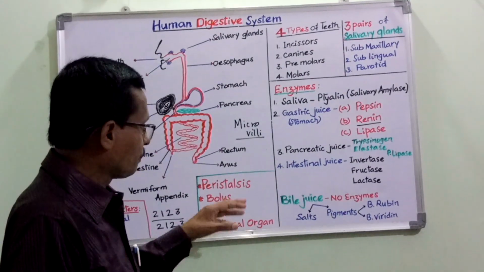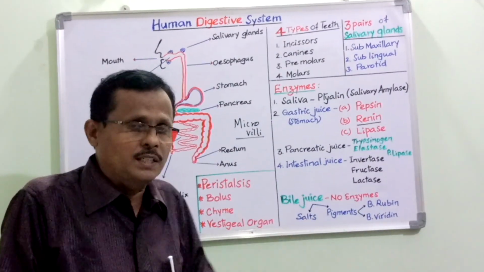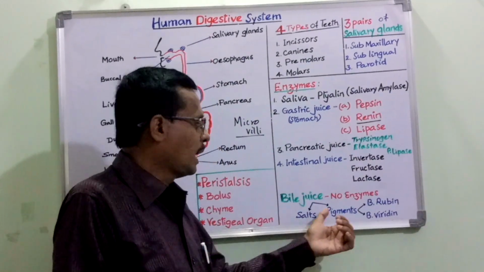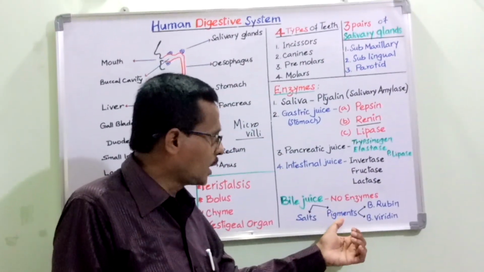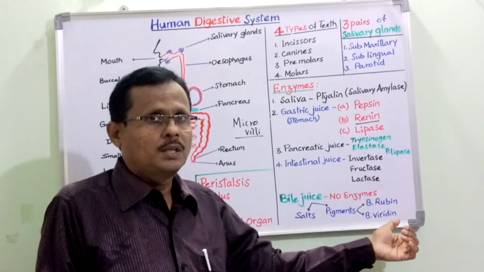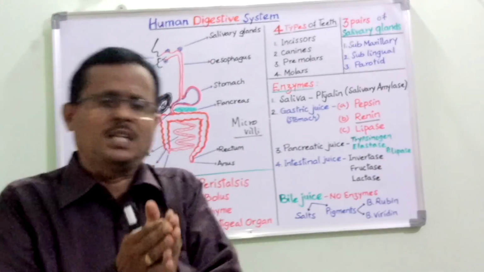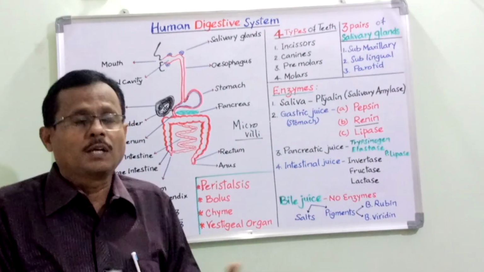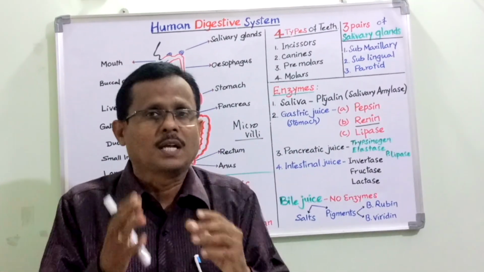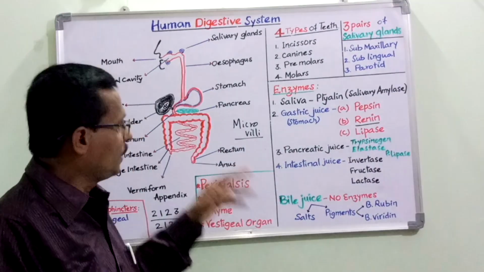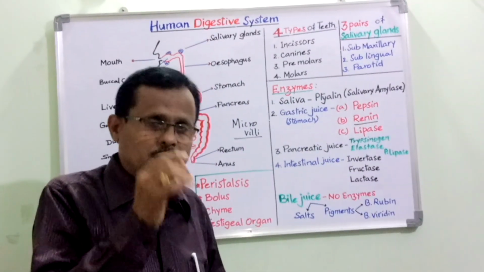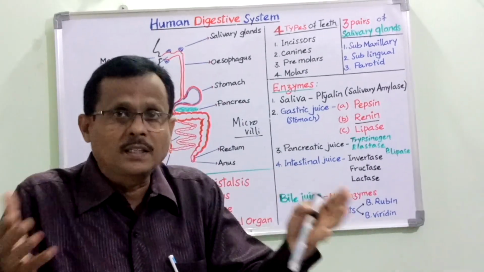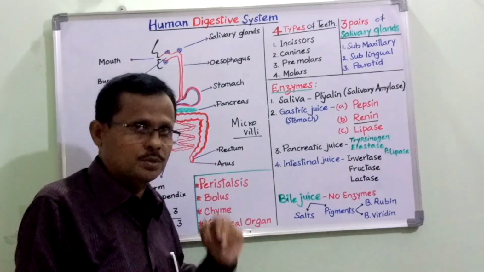And a small mention at the end to summarize: bile juice. Bile juice contains no enzymes. It contains only salts and pigments. These pigments are bilirubin and biliverdin. So in any type of competitive examination, if a question is asked on the human digestive system, a very important question you can expect is whether any one of the digestive glands releases juice that doesn't contain any digestive enzymes. It is the bile juice.